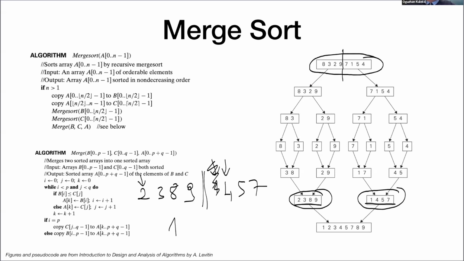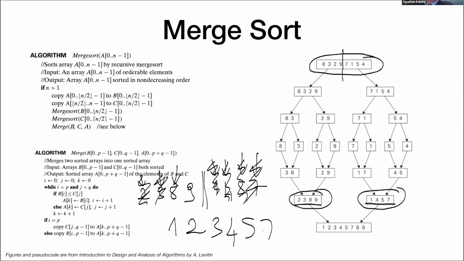Now 2 and 4, 2 is smaller, so it goes to the output and the pointer comes here, you see? Okay, and now I have 3 on the left and 4 on the right, so 3 is smaller. Let me send it to the output. Now the pointer is on 8, 8 and 4, yes, 4 here. Okay, and now 5 and 8, yes, 5 comes here and 7 is here. 7 and 8, yes, 7 comes here.